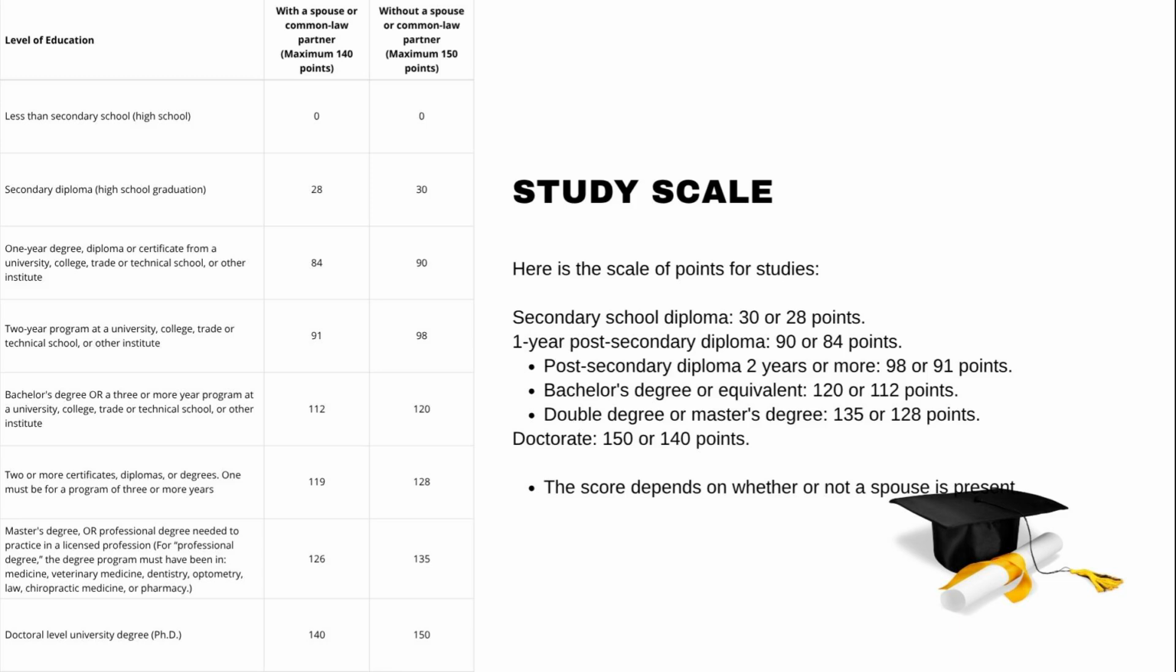Take a good look at this chart. A high school diploma gives you just 30 points, but a master's degree up to 135 points, and a doctorate up to 150 points. So if you have the opportunity to have your diplomas recognized, it's a powerful lever. And if you can complete your training in Canada, you can accumulate points for Canadian studies and additional bonuses.